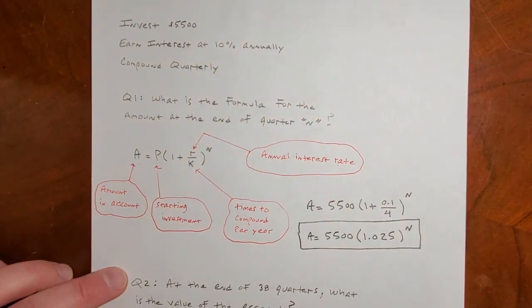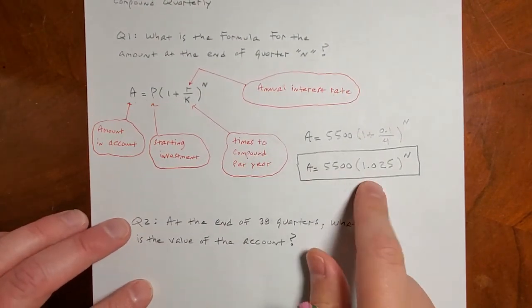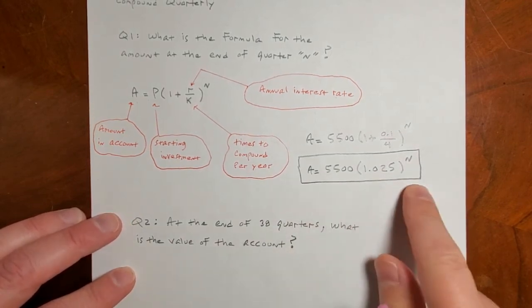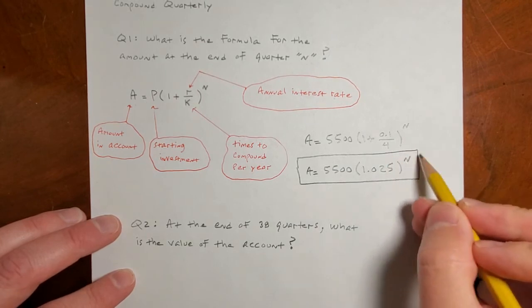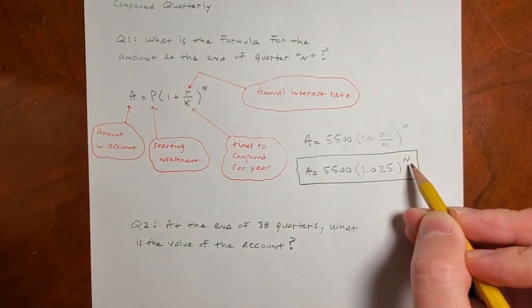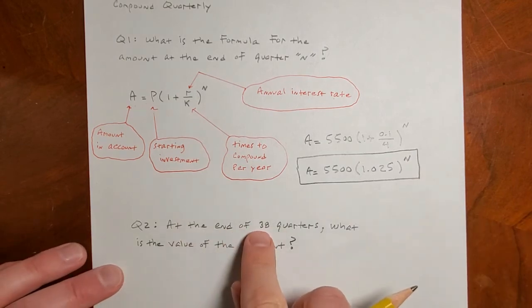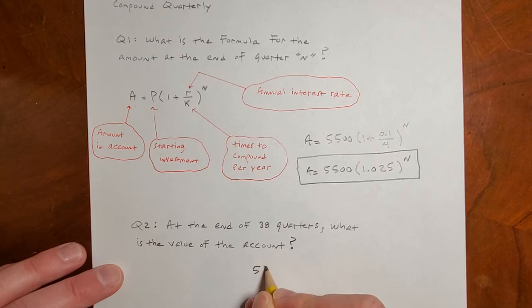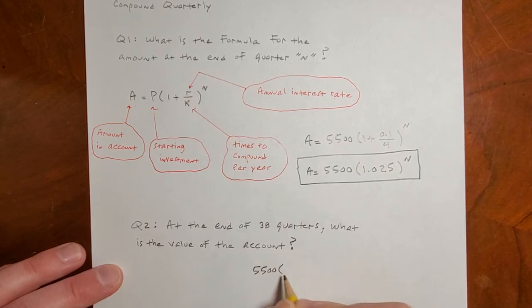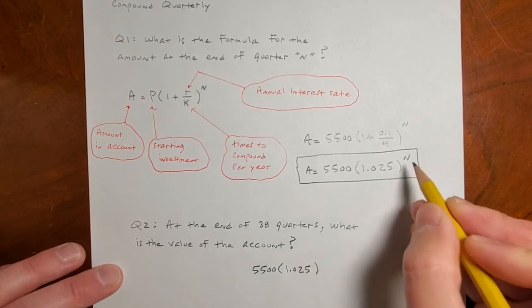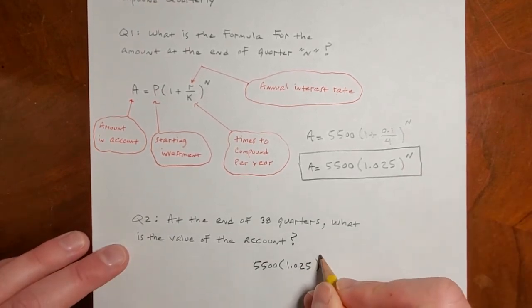There it is. Okay, so having this, it should make this part easy, okay? I mean, the whole job of this formula is you tell me which quarter you want to figure the amount for, you just put it in there. Like, so at the end of 38 quarters, that's that number right there. So this should be easy. So 5,500, 1.025, and then that needs to be 38 if that's what you're interested in.